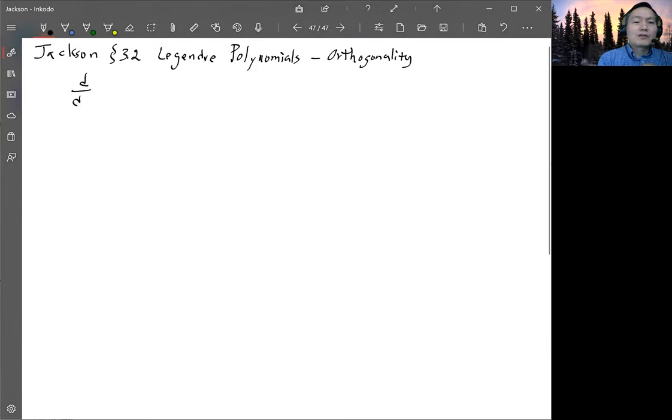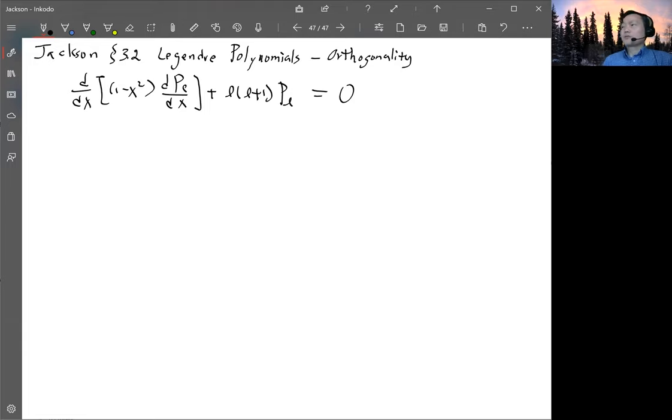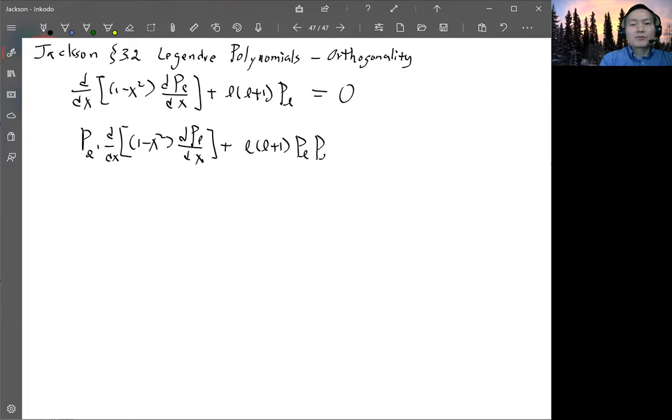So you have d/dx of (1 minus x squared) dP_l/dx, plus l times (l plus 1) P_l, equals 0. We start with the Legendre equation. What we can do here is multiply the whole equation by another polynomial, P sub l prime. So we multiply P sub l prime by d/dx of the whole equation, just copy it down here, plus l times (l plus 1) P sub l P sub l prime.